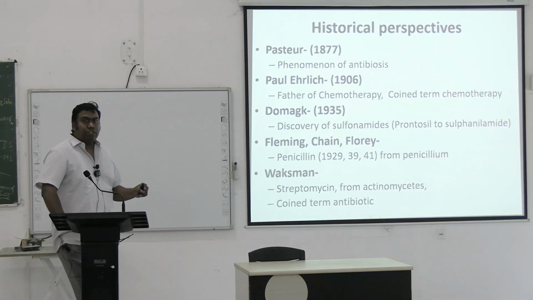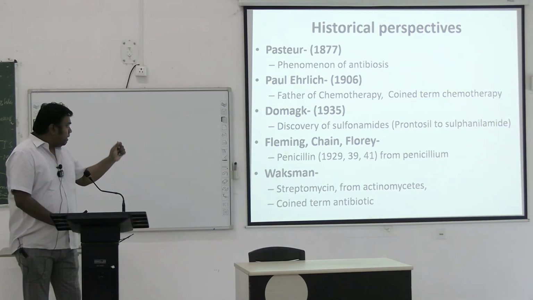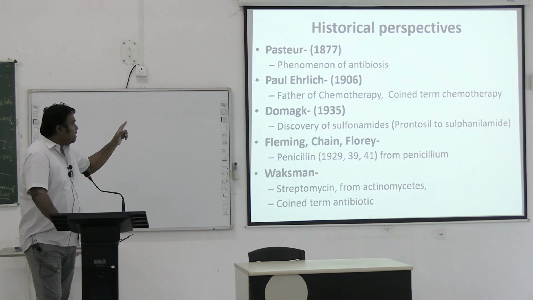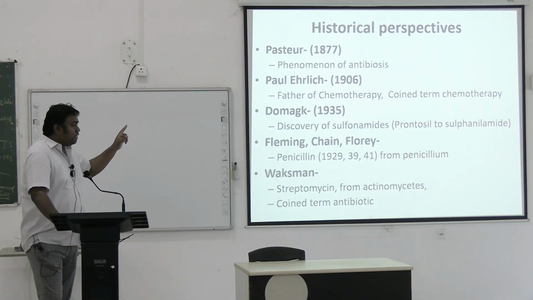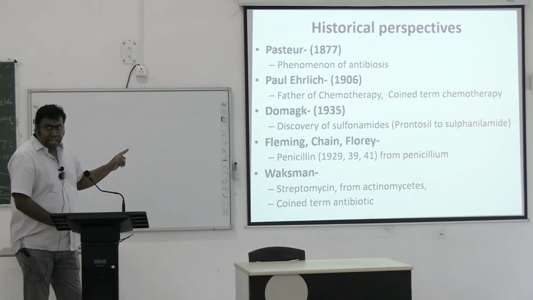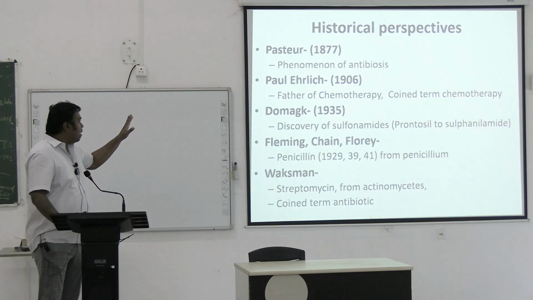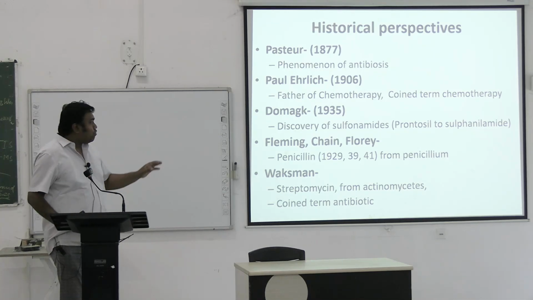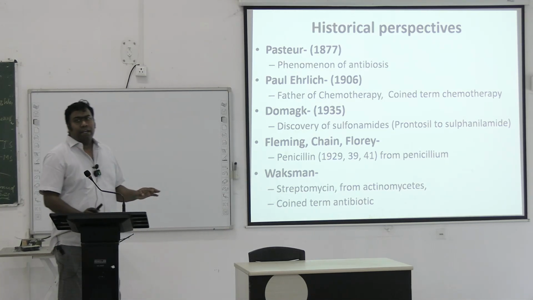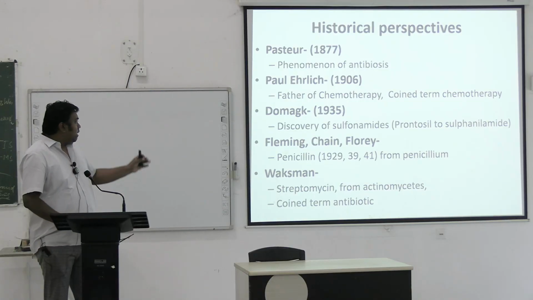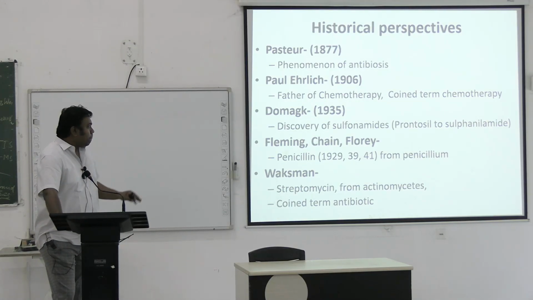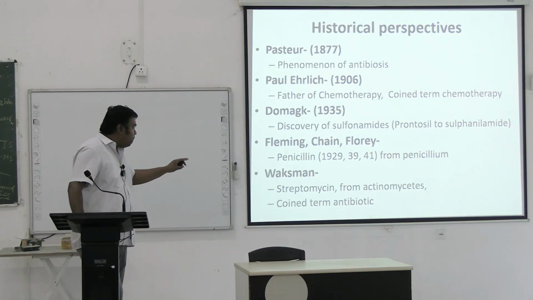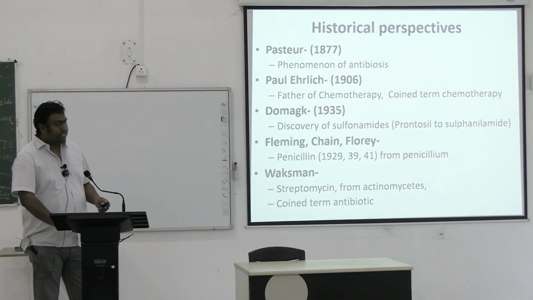In 1906, Paul Ehrlich coined another term, chemotherapy, and Paul Ehrlich is important for MCQ because he is mentioned as the father of chemotherapy. Father of chemotherapy is Paul Ehrlich. Then Domagk in 1935 first developed prontosil and sulfonamide, during World War II. After that, Fleming, Chain, Florey developed penicillin. And Waksman, from the actinomycetes, developed streptomycin.